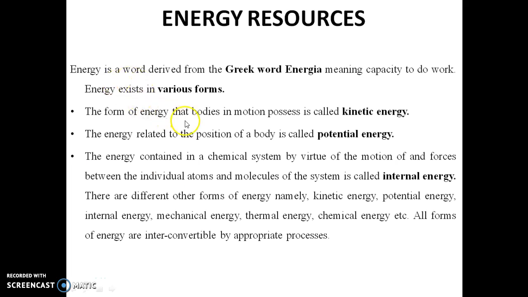The form of energy that a body has when it is in motion is called kinetic energy. Then the energy related to the position of a body is called potential energy. Then the energy contained in a chemical system by virtue of the motion and the forces between individual atoms and molecules of a system is called internal energy.